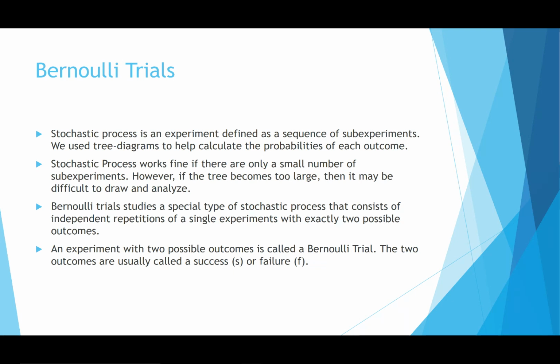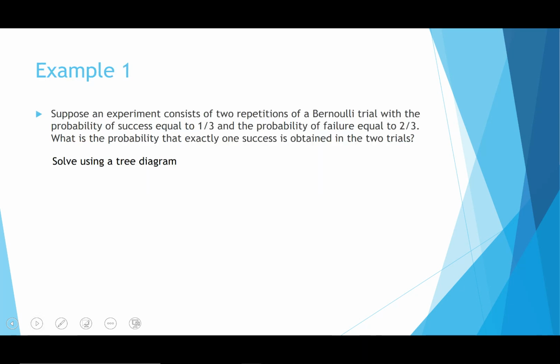The probability of getting it right, if it has four choices, is 1 out of 4. The probability of getting it wrong is 3 out of 4. That information will be used in the formula when we get to it. But Bernoulli trials are always focused on having those two outcomes, a success or failure. So let's look at this first example.